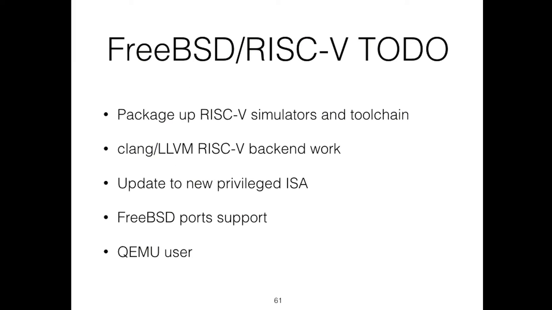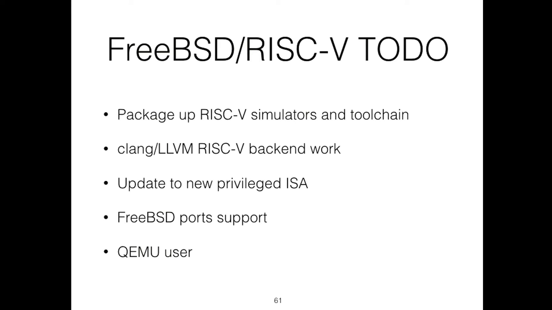FreeBSD RISC-V has come a long way, but there are some things that still need to be done. It would be really nice if we could package up the RISC-V simulators and the toolchain, so Spike and QEMU, GCC and binutils. If we could put those in ports, it would be a lot easier for people to just install the packages as opposed to having to build that stuff themselves.